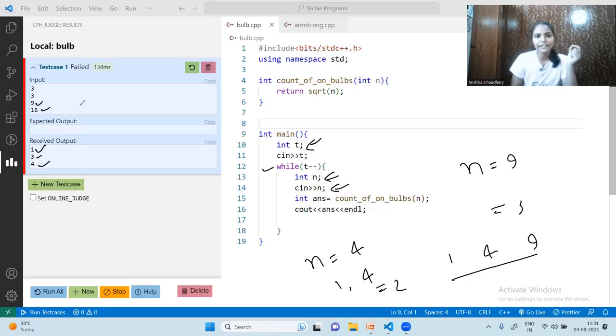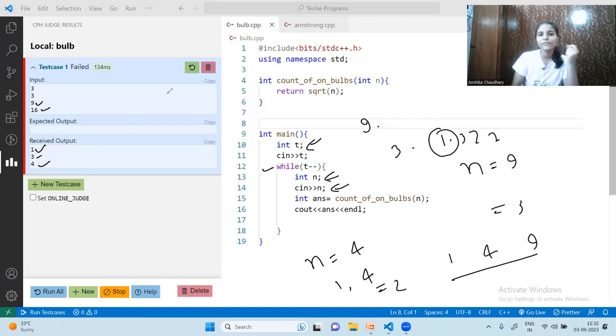Now you might be thinking that the square root of 3 is 1.73 something. So why is it 1 here? As we are storing our answer in integer form, it will only consider the integer part of it. So that's why the answer is 1.